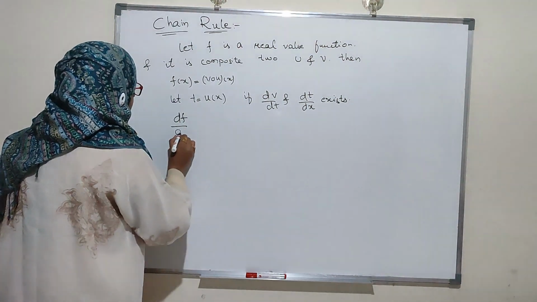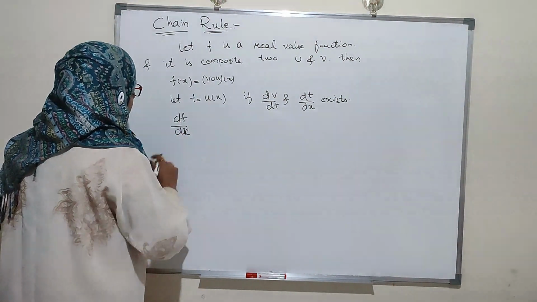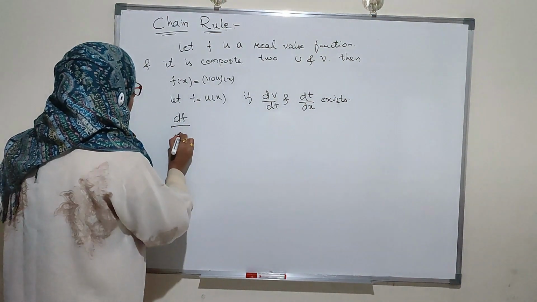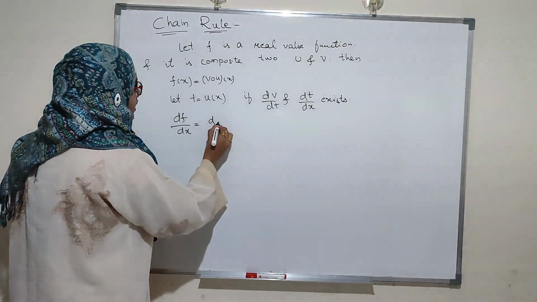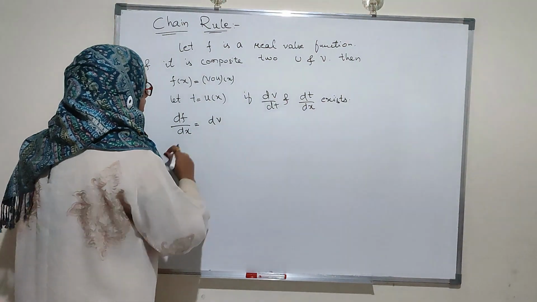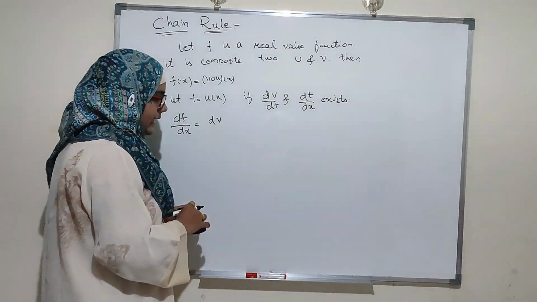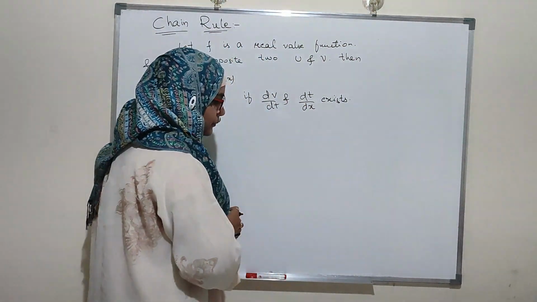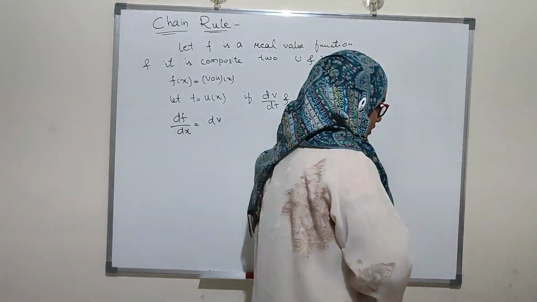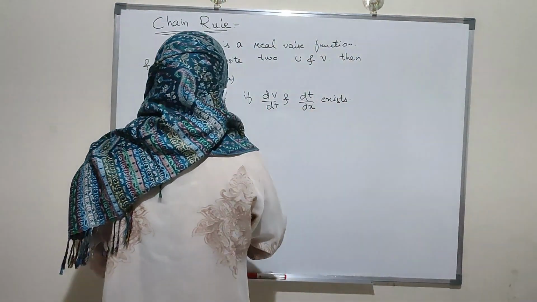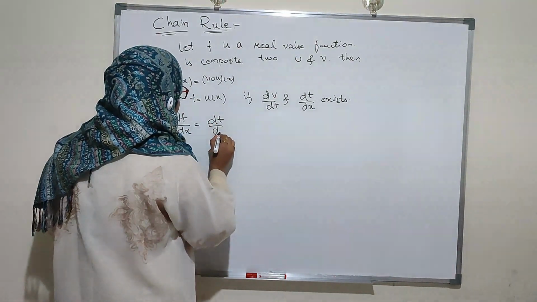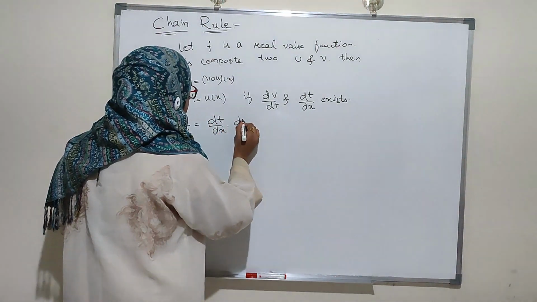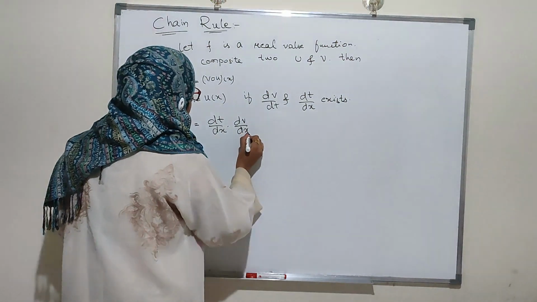d of f of x, the differentiation of f, can be written as d of f divided by d of x, which is dv by dt. We can write this as dv by dt into dt by dx.